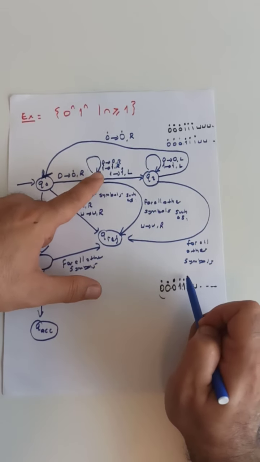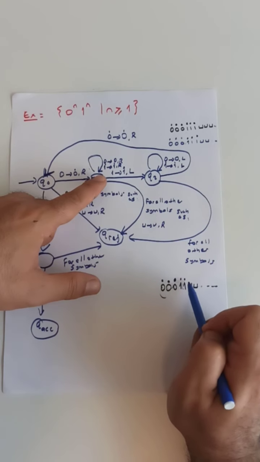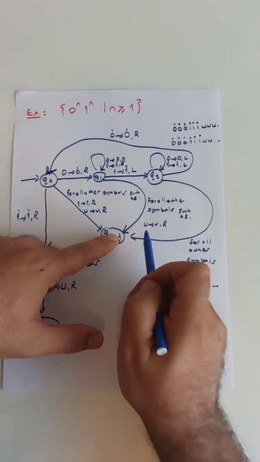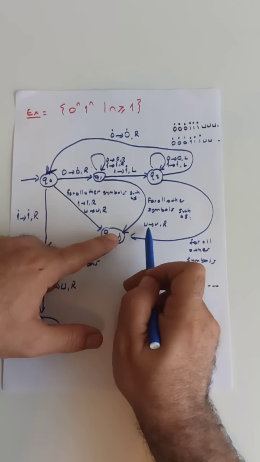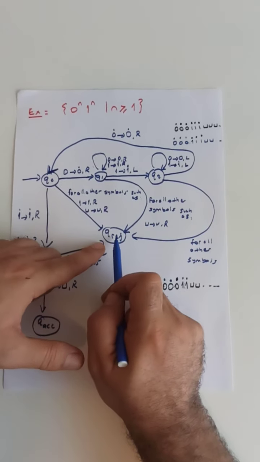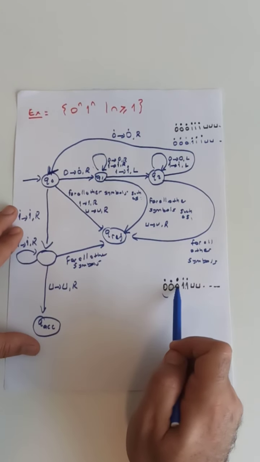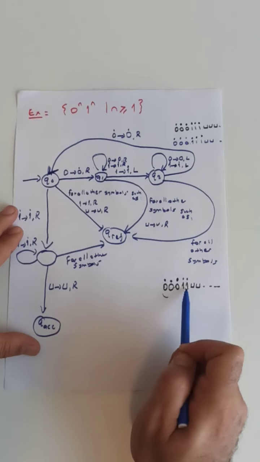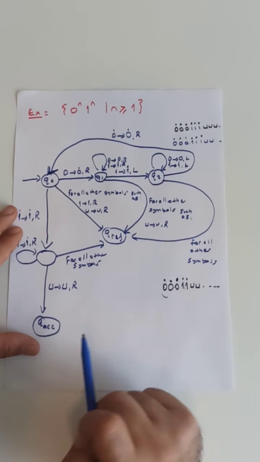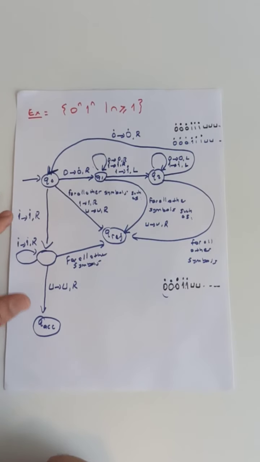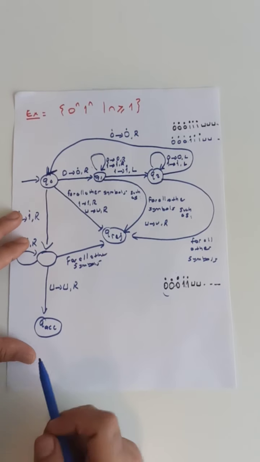Rather, we have encountered our tape head on top of a blank symbol, so we will take this transition because we see a blank symbol under the tape head, and we'll go to the reject state. Why? Because we have marked a 0 and we haven't found a symbol 1 to mark corresponding to that 0. Okay, so our machine will go to the reject state.